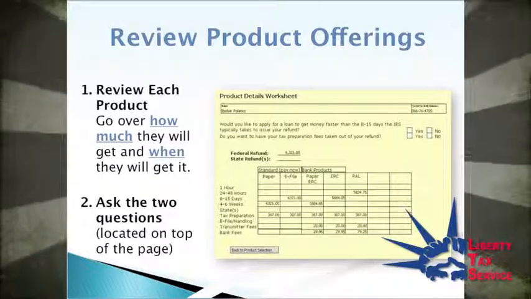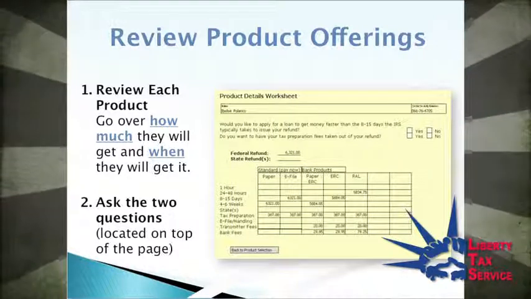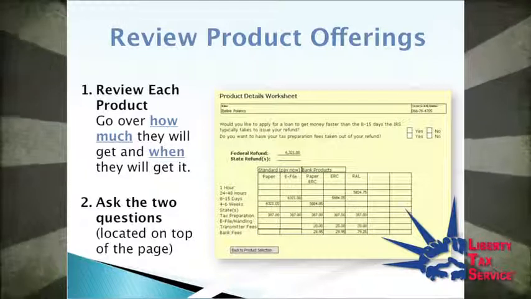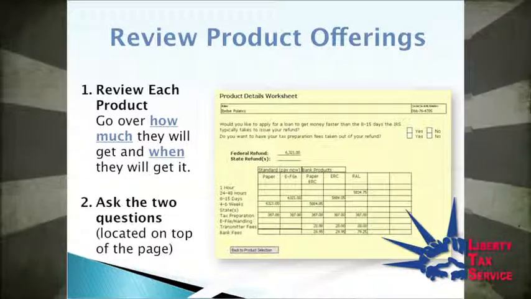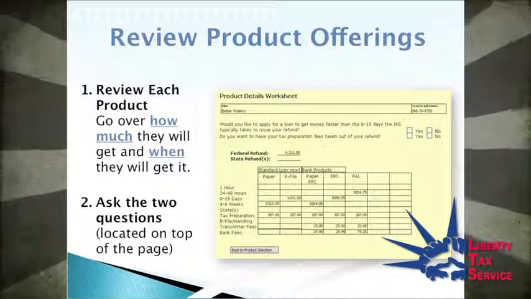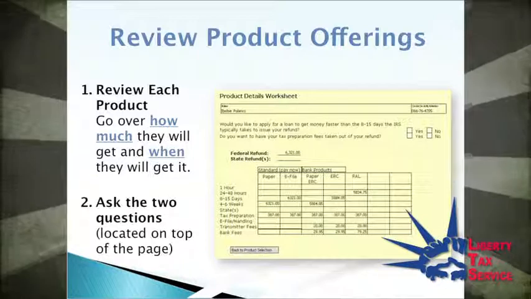So after going to the product offerings, we're going to now find out what they want to file, how they want to file. So we're going to ask them 2 questions. The questions are listed on top of the screen. The first question is, would you like to have your fees taken out of the refund? And this is going to allow them to find out if they want to have an RT. The second question is going to be, would you like to receive your funds quicker than 8 to 15 days the IRS normally takes to release your refund? And that will tell us if they want to RAL.